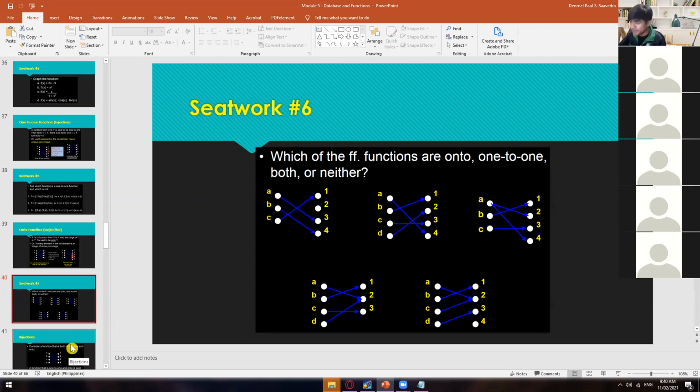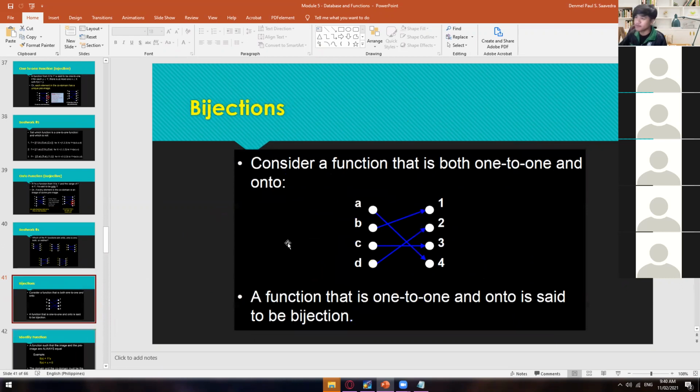So we also have bijections, wherein consider a function that is both one-to-one and onto at the same time. From the word bi, it must be one-to-one and then onto. Both of those conditions must be met for us to be able to say that. All right, that one is a bijection, okay? Right here is an example of one-to-one and then onto.